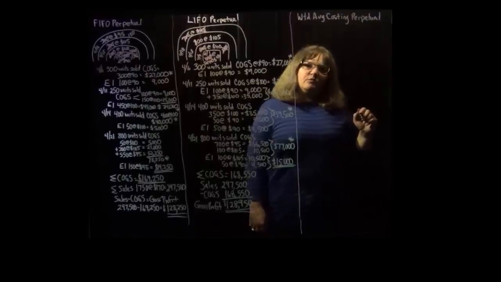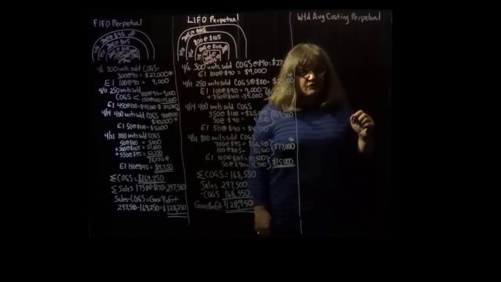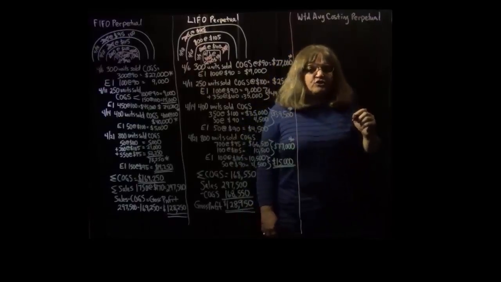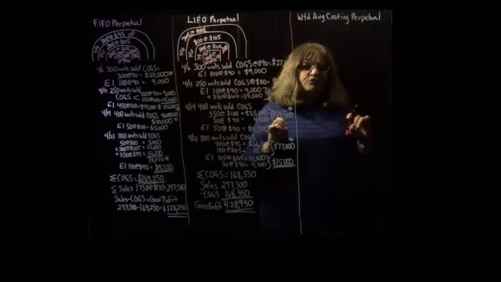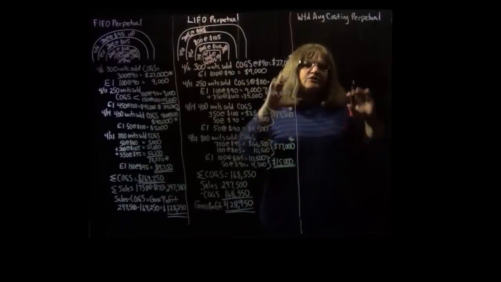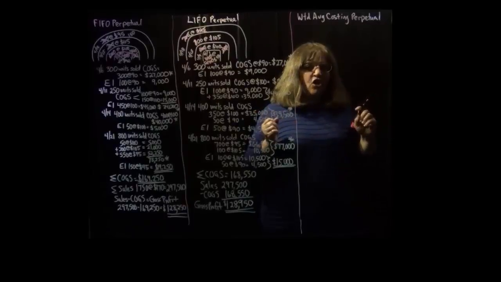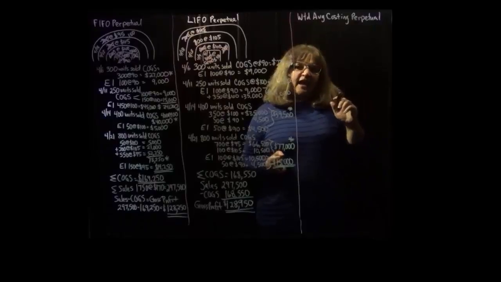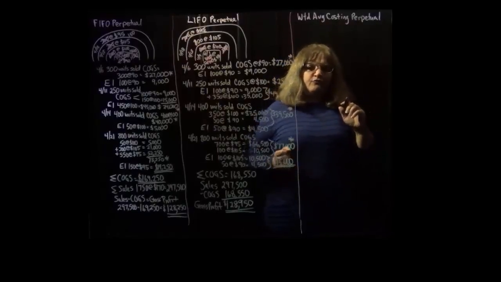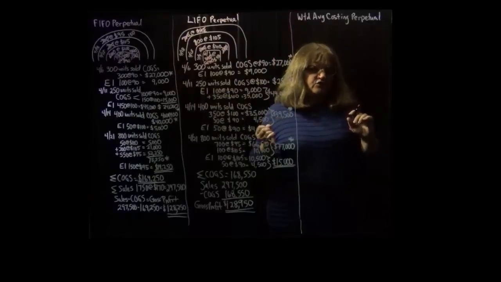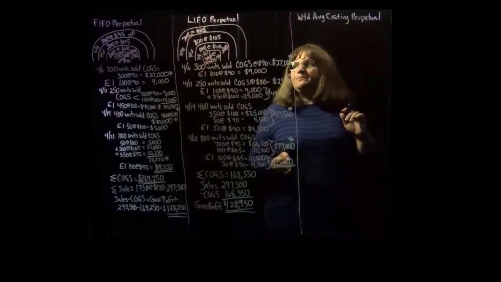When we're using this in a perpetual system, sometimes it's called a moving average method, but we'll stick with the term weighted average costing. With the weighted average perpetual method, we need to calculate cost of goods sold and ending inventory after each sale is made, and we need to recalculate the average cost after each purchase is made. And so it's going to act a little bit differently from the other two methods, where the graphic isn't going to do us much good in this method.